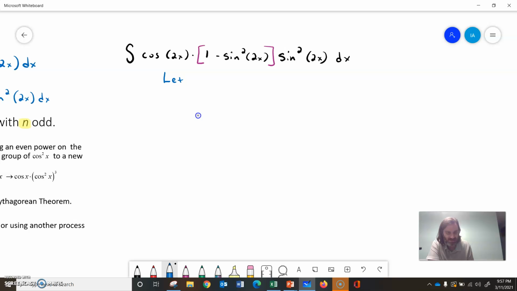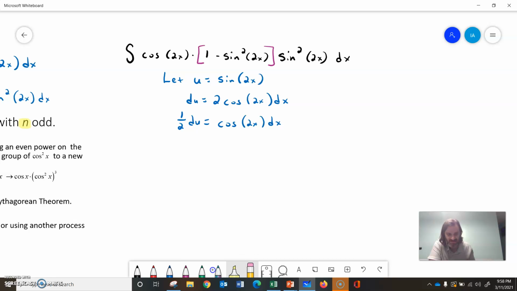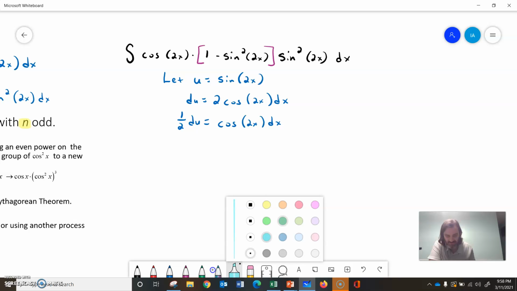We will let u equal sine, because we want the cosine, the singular one, to be the du. So u will be the sine of 2x. Du will be 2 from the chain rule, cosine of 2x dx. So 1/2 du equals cosine 2x dx. So let's try and match some things up here. Let's find some fun new colors. Blue's not a good one.